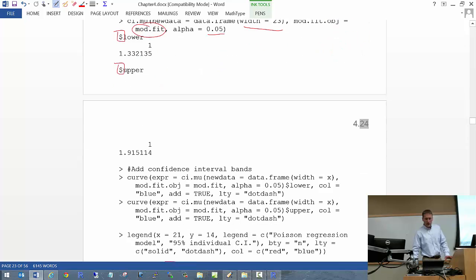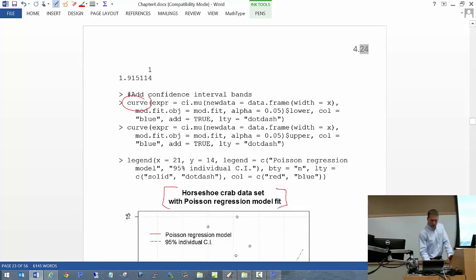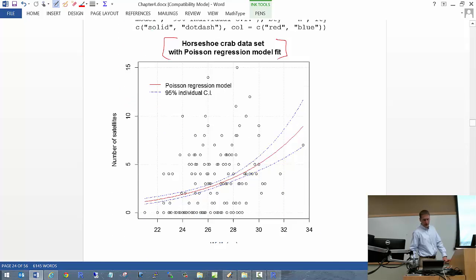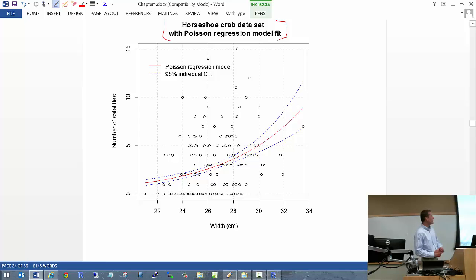Using that information then, I can use the curve function with it to plot my confidence interval for mu. And again, this is very similar to what I did in chapter 2. And so the blue lines then represent the 95% confidence interval bands for the true value of mu. Are there any questions?